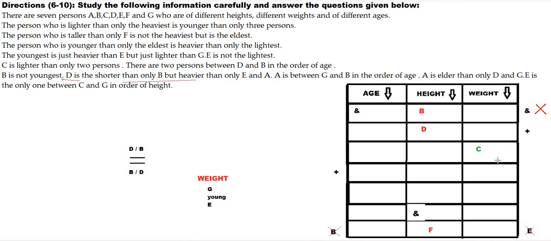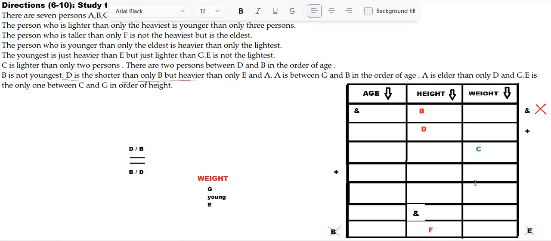Now let us go for the weight column. D is heavier than only two persons. It means that D is the third lightest fellow. D is the third lightest fellow. This place is for D. Yeah, this is D, the third lightest fellow.